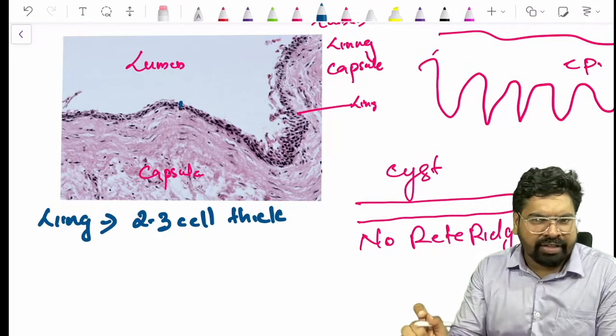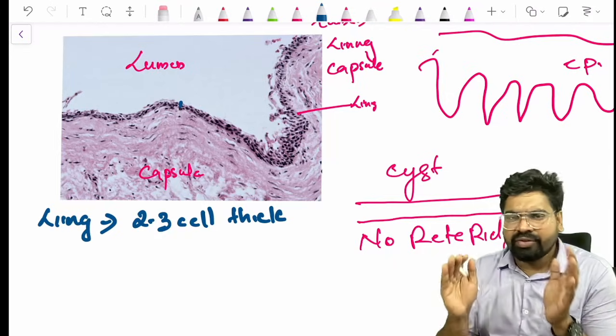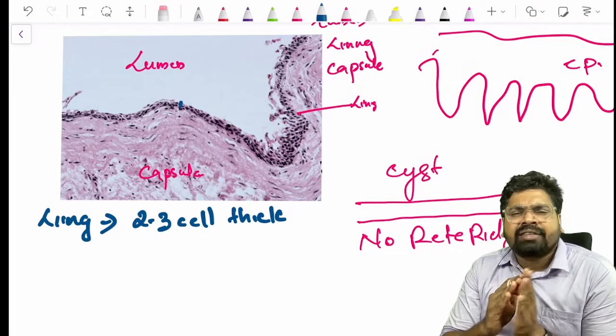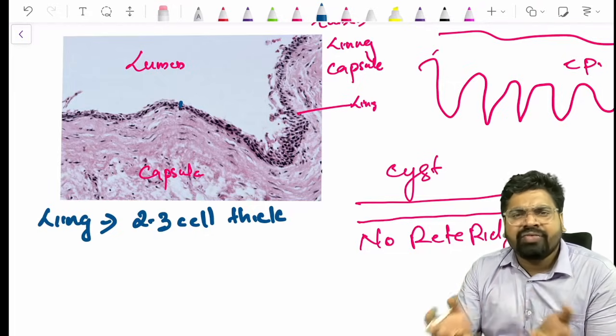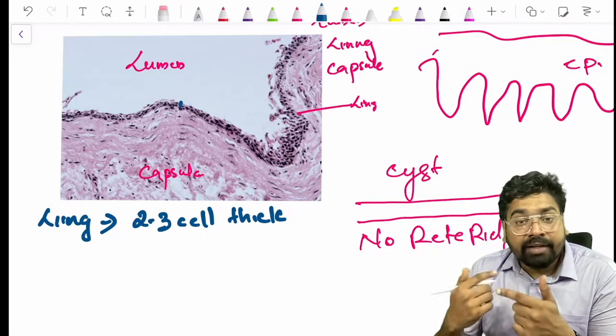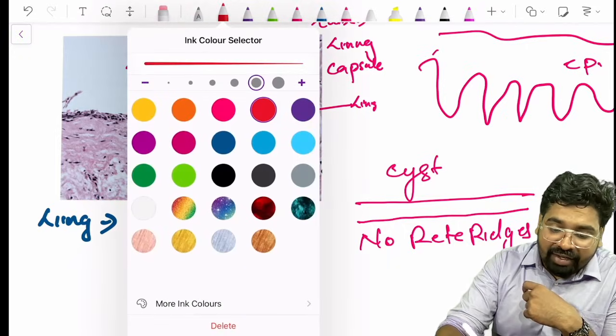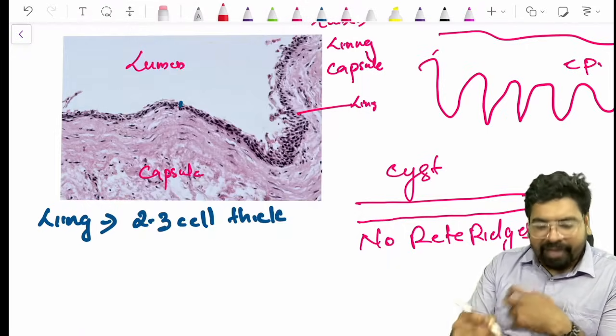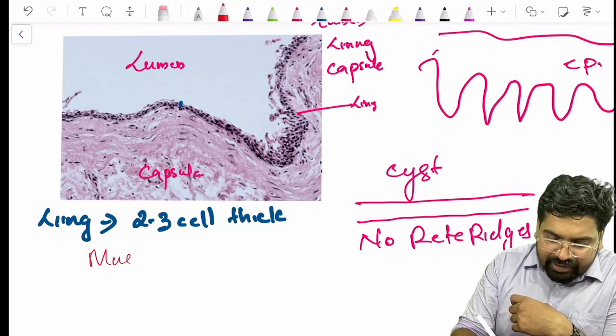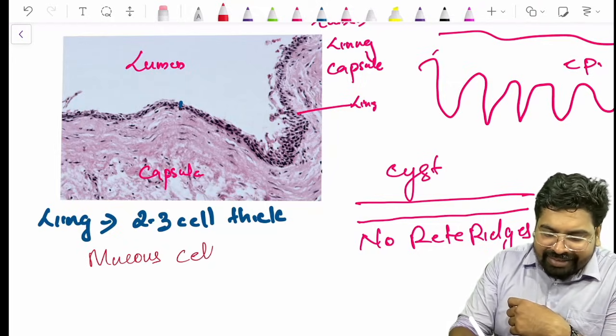There are no rete ridges, just 2 to 3 cells thick, flat cells. So it is very simple. Now, another thing you can see in the lining is something extra, and that extra is a little dangerous also. Sometimes you can see mucus cells.